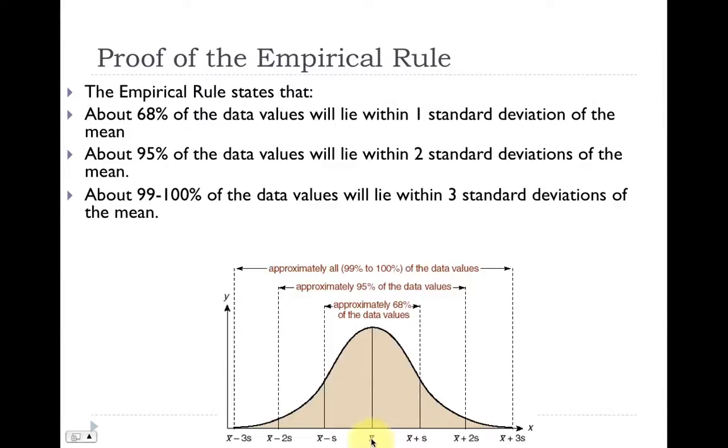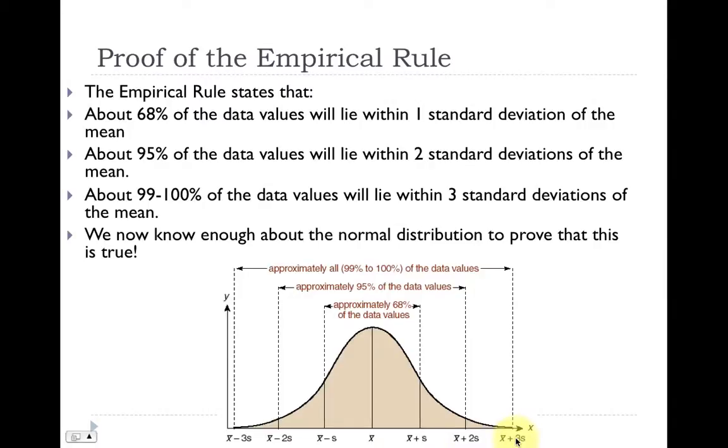We have x bar, meaning the mean, right in the center. X bar minus s is a standard deviation below the mean. X bar plus s is a standard deviation above the mean. So what is this z-score? You should say that this z-score is -1 and this z-score is +1. So approximately 68% of the data values fall within one standard deviation right here. 95% fall within 2 standard deviations, and almost all of the data, 99 to 100%, fall within 3 standard deviations.